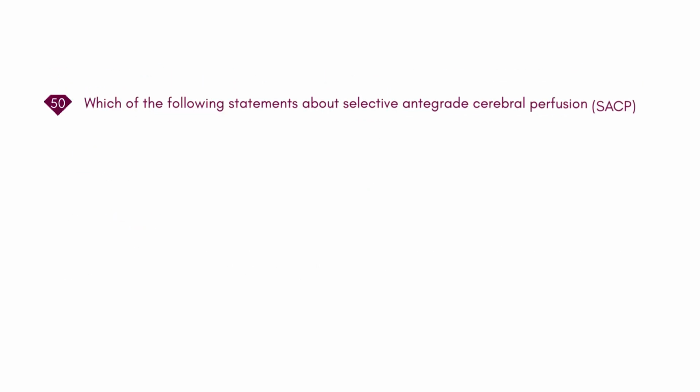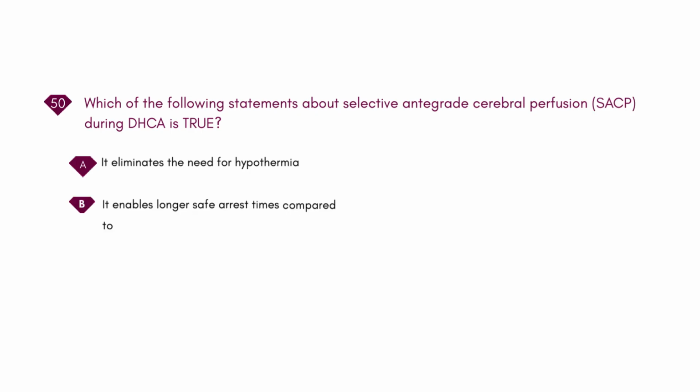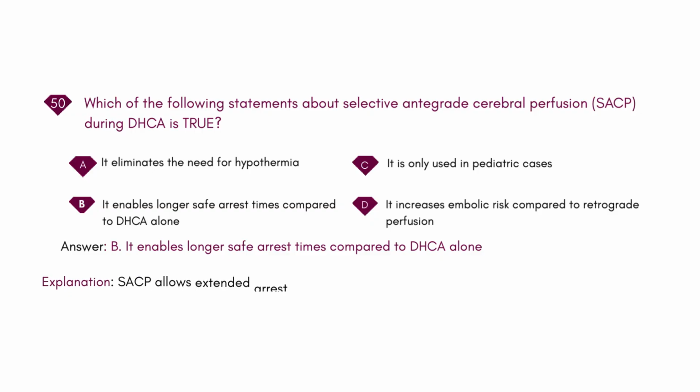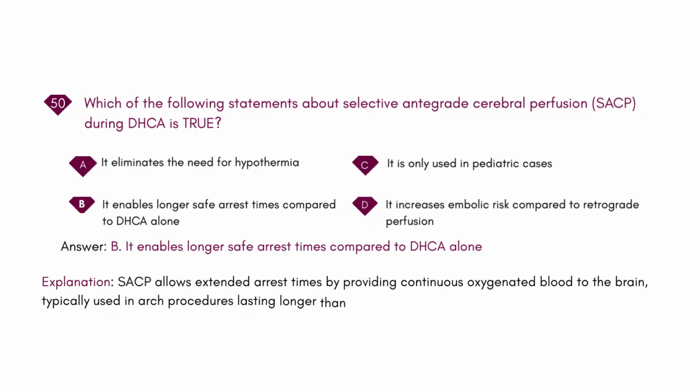Which of the following statements about selective antegrade cerebral perfusion, SACP, during DHCA is true? A. It eliminates the need for hypothermia. B. It enables longer safe arrest times compared to DHCA alone. C. It is only used in pediatric cases. D. It increases embolic risk compared to retrograde perfusion. Answer: B. It enables longer safe arrest times compared to DHCA alone. Explanation: SACP allows extended arrest times by providing continuous oxygenated blood to the brain, typically used in arch procedures lasting longer than 30 minutes.